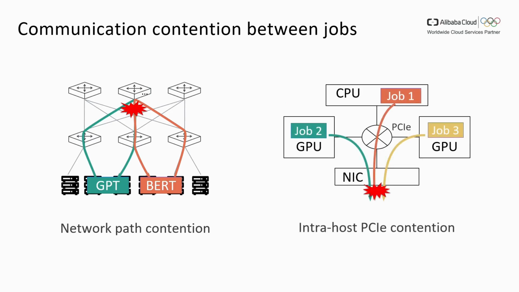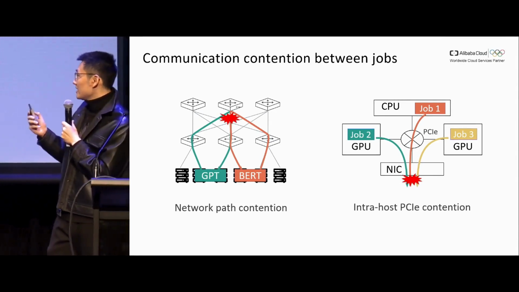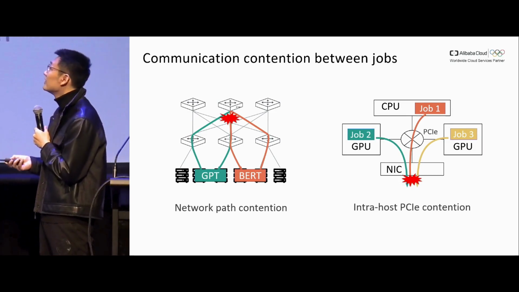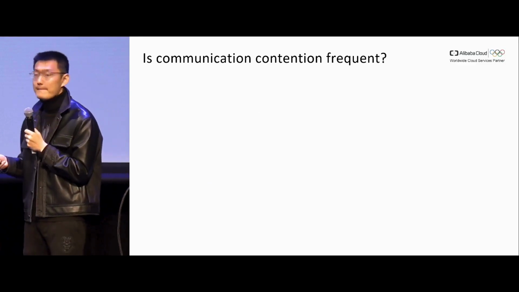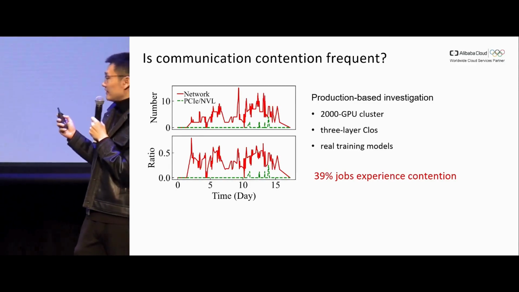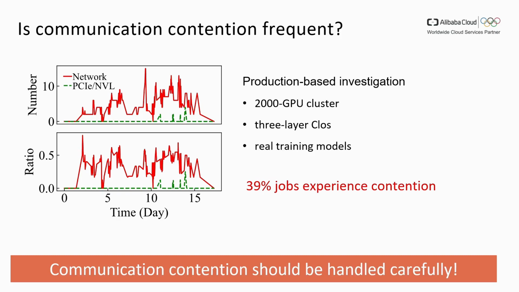Contention can also happen inside a host. If 2 jobs occupy the GPUs from the same host, they may share the PCIe links and NV links, and then contention happens. So the question is, is communication contention frequent in production? The answer is yes. In our production-based investigation of over 2,000 GPU clusters, more than 39% of jobs ever experience communication contention with others, including contention on network switch, network links, and PCIe. So we say communication contention should be handled carefully.